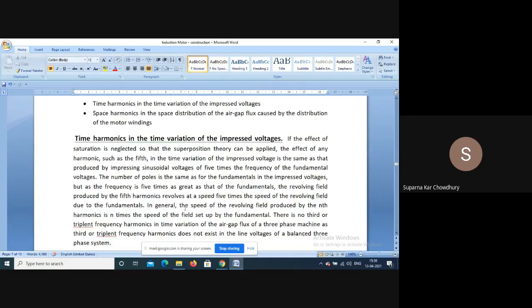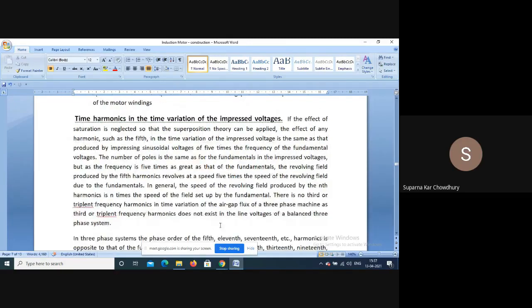So time harmonics are introduced by the harmonics in the impressed voltages. In the following discussion, we will neglect the effect of saturation. If the effect of saturation is neglected, the circuit is linear and we can apply the superposition theorem. So we can say that for the fifth harmonic, the time variation of the impressed voltage is the same as that produced by the sinusoidal voltage, but the frequency is 5 times.